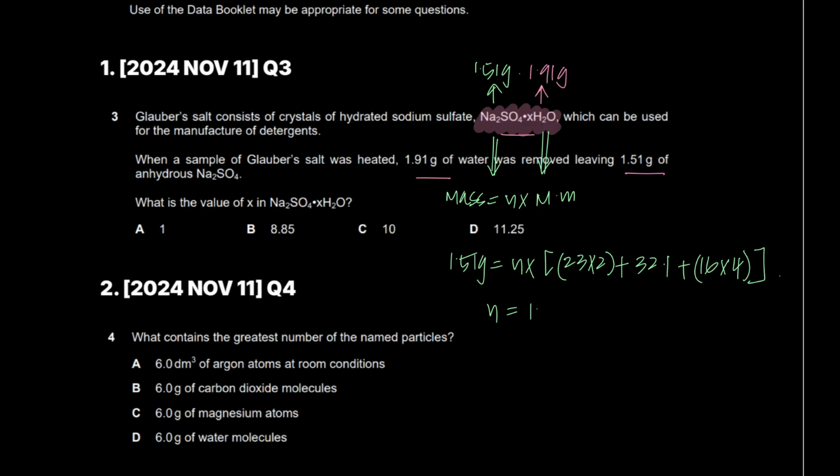n is equal to 1.51 divided by, what's the mass of sodium sulfate? Let me quickly calculate it. 23 times 2 plus 32.1 plus 16 times 4. That gives me 142.1. And so what do I have? 1.51 divided by 142.1. I get 0.0106 moles. Done. These are the moles of Na2SO4.